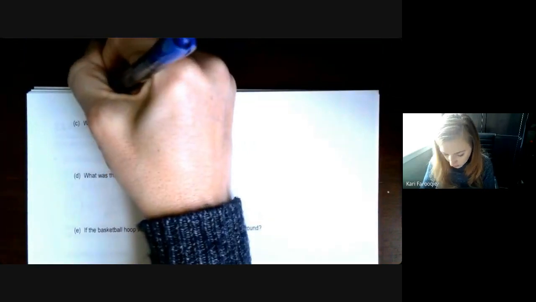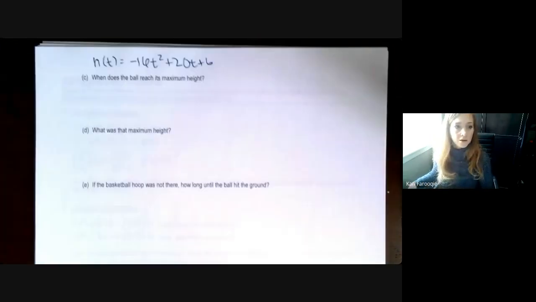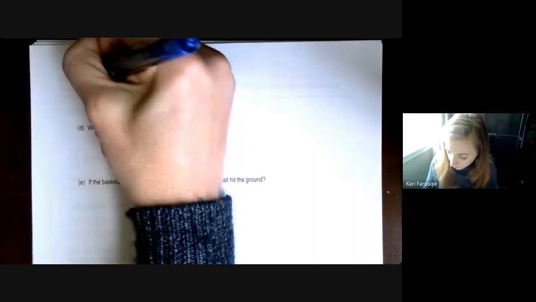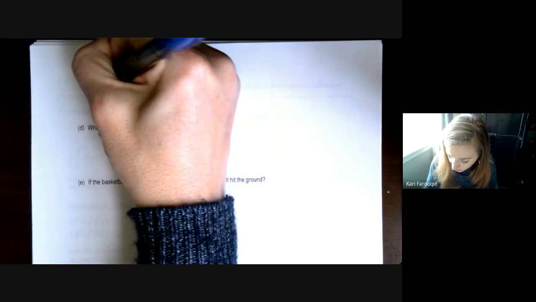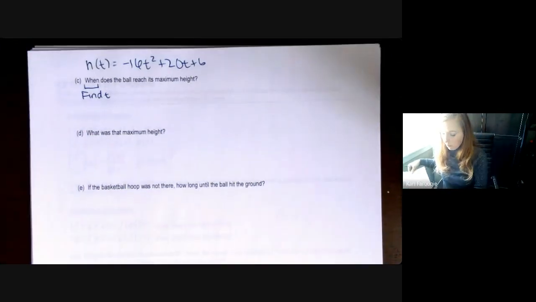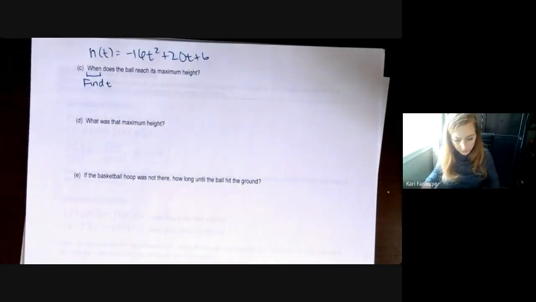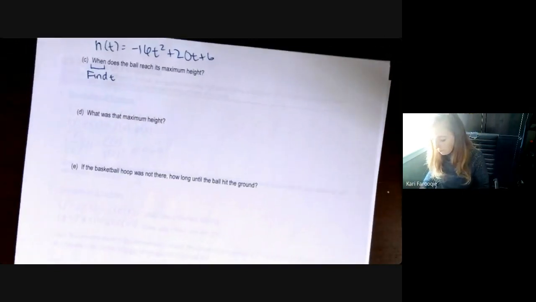Let's see, I'm going to write this function down because we're going to use it, and I have it on the previous page. h(t) = negative 16t squared plus 20t plus 6. Okay, when, where t denotes time, does the ball reach its maximum height? So we need to figure out when we're actually hitting this value.